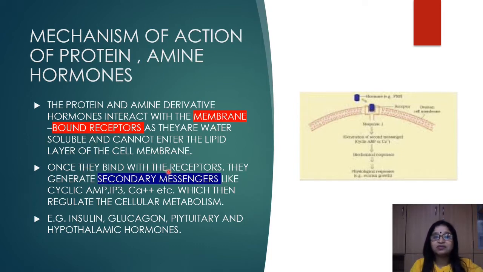Once they bind with the receptor, they form the hormone receptor complex. Immediately it generates secondary messengers within the cell like cyclic AMP, IP3, calcium ions. So there are biochemical and physiological changes within the cell which regulate the cellular metabolism, bringing about changes in the metabolism. Examples of this: insulin, glucagon, your pituitary hormones, and your hypothalamic hormones.